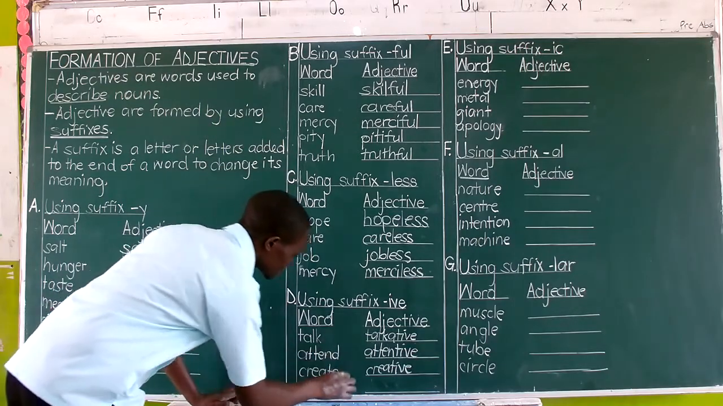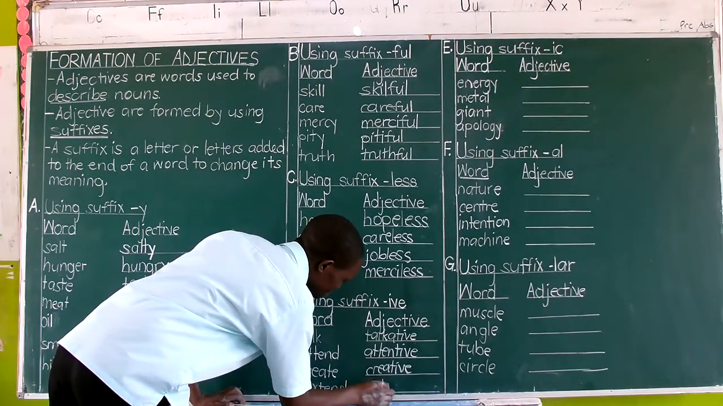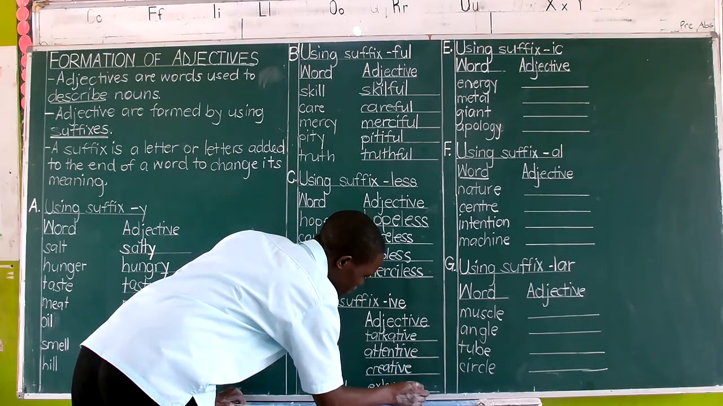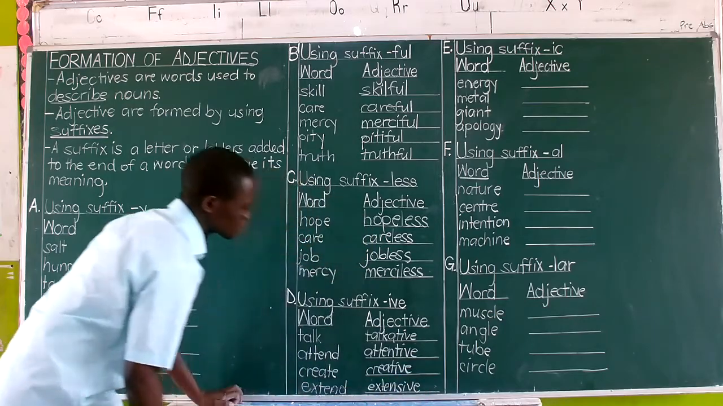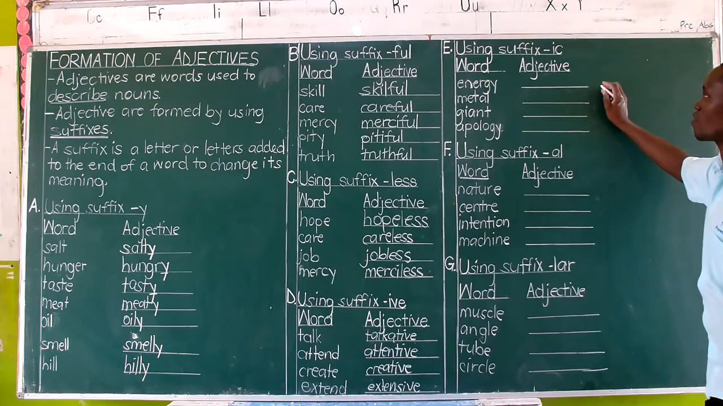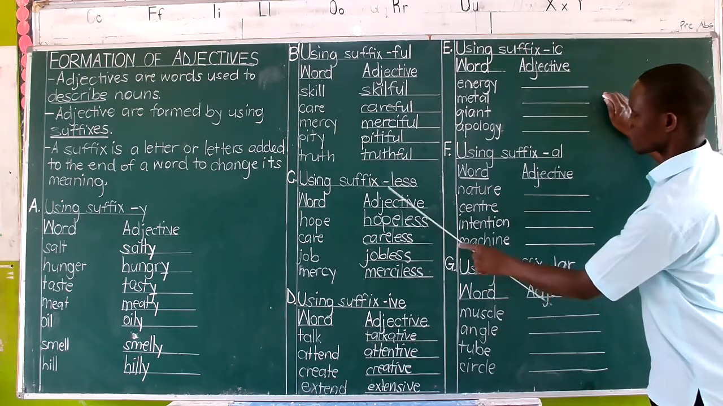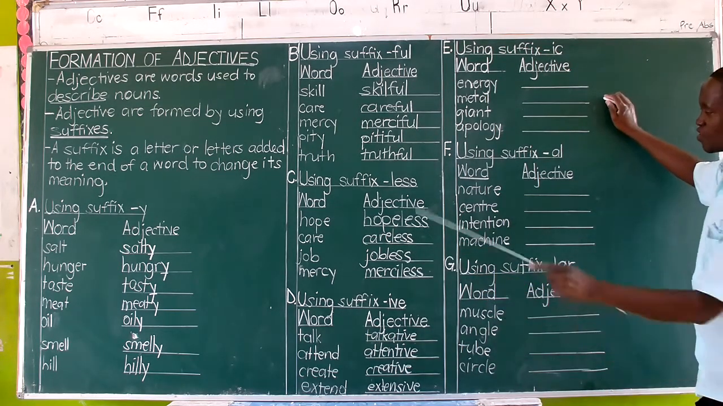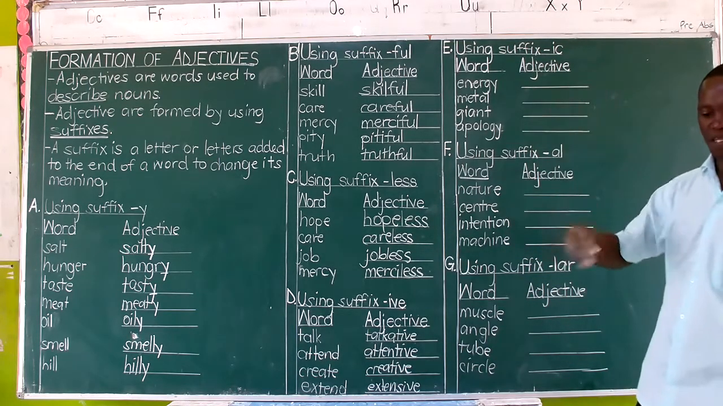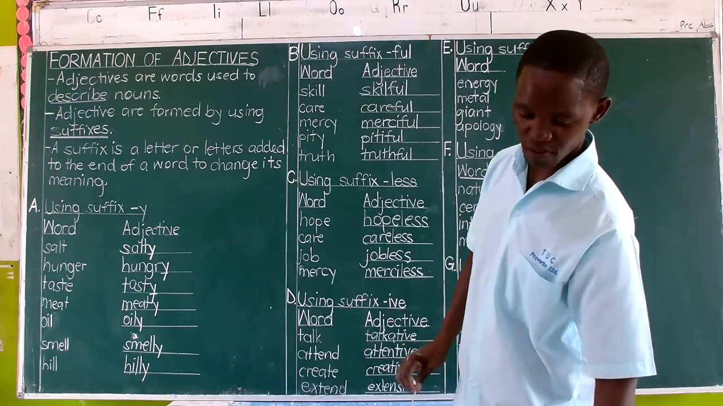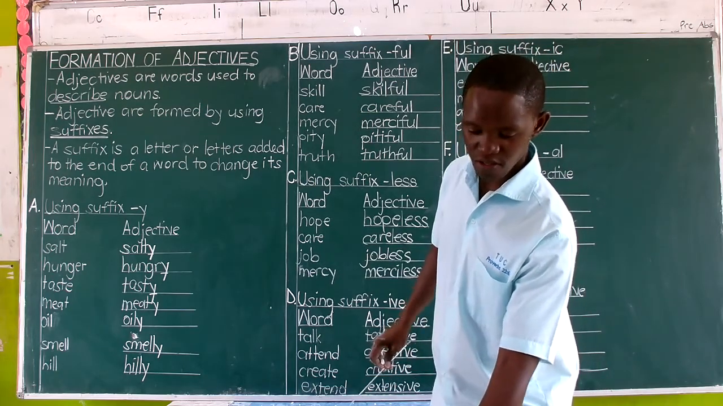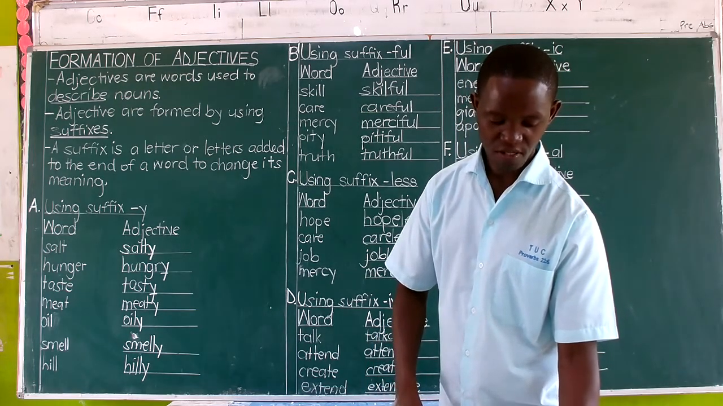Extend, this is extensive. Extensive, covering a lot of a wide area. That's extensive. Next is suffix IC, being used to form adjectives. So whatever I give you as examples, use them to complete the tables as shown in your workbook. Yes, on those pages. Now about these adjectives formed using suffix less on page 11.